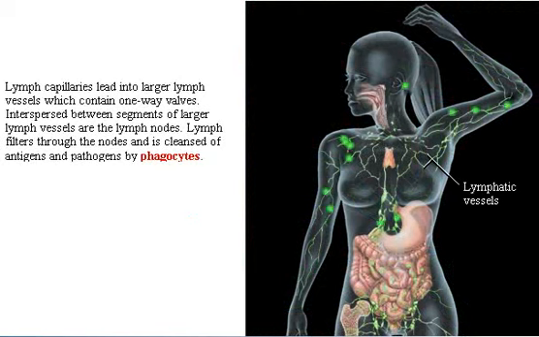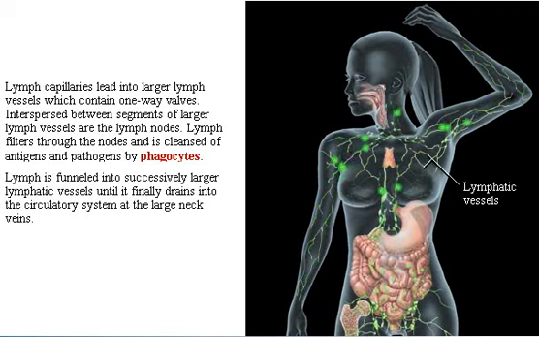Lymph capillaries lead into larger lymph vessels, which, like veins, contain valves to ensure one-way flow of fluid. Interspersed between segments of these larger lymph vessels are the lymph nodes. Lymph filters through the nodes and is cleansed of antigens and pathogens by phagocytes. Lymph is funneled into successively larger lymphatic vessels until it finally drains into the circulatory system at the large neck veins.